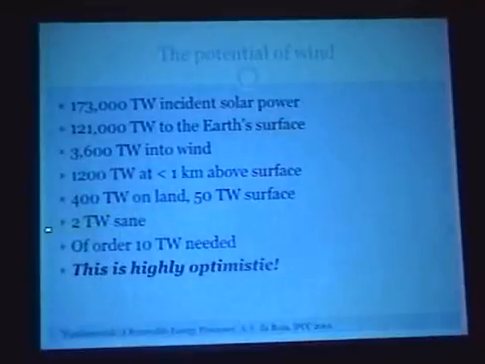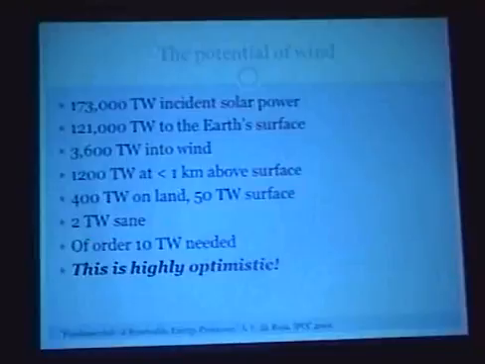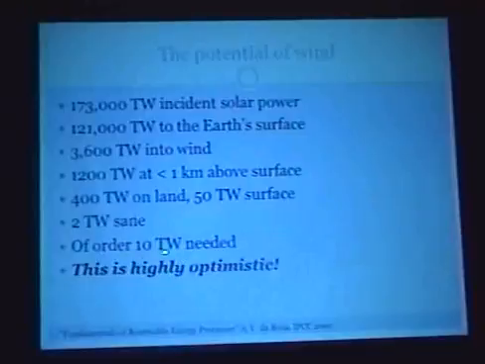It's been estimated that something like 2 terawatts is a more sane limit, but that's still a remarkable amount. In terms of the total amount of power that you need to replace other forms of energy, it's about 10 terawatts. So first of all, this is highly optimistic, and you see that the needs are quite great.